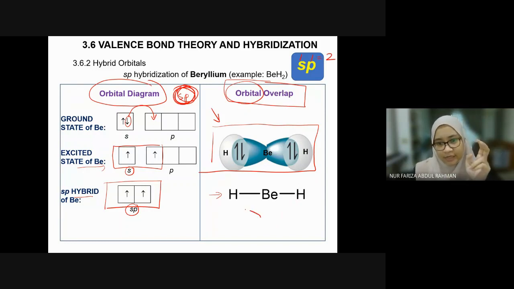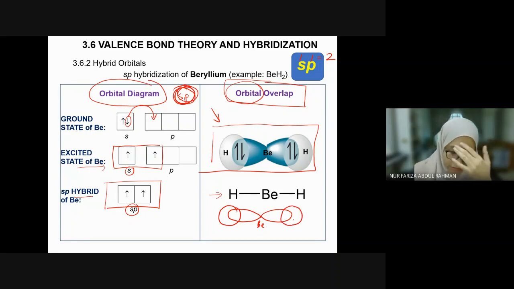Okay, alright. So 1, 2. This is for beryllium, and then hydrogen. So it combines with hydrogen. So hydrogen should be round, because its valence orbital is the s orbital. Okay, alright. So we have the orbital overlap already.